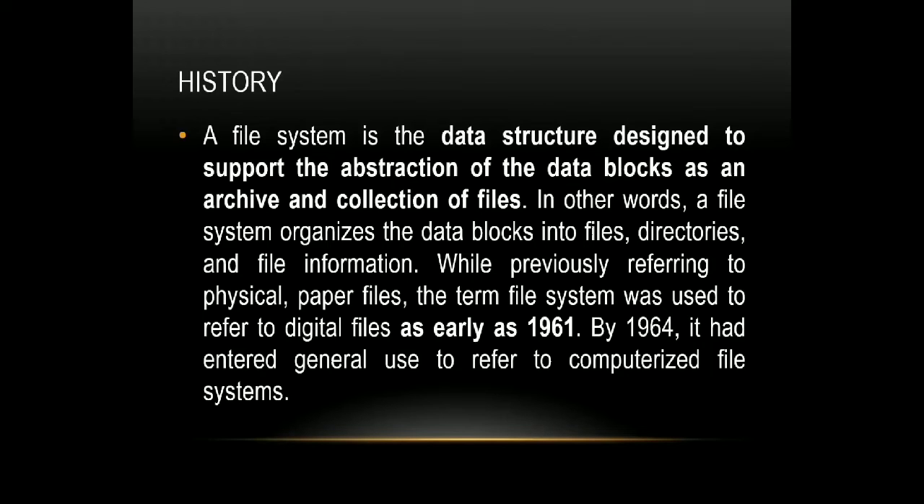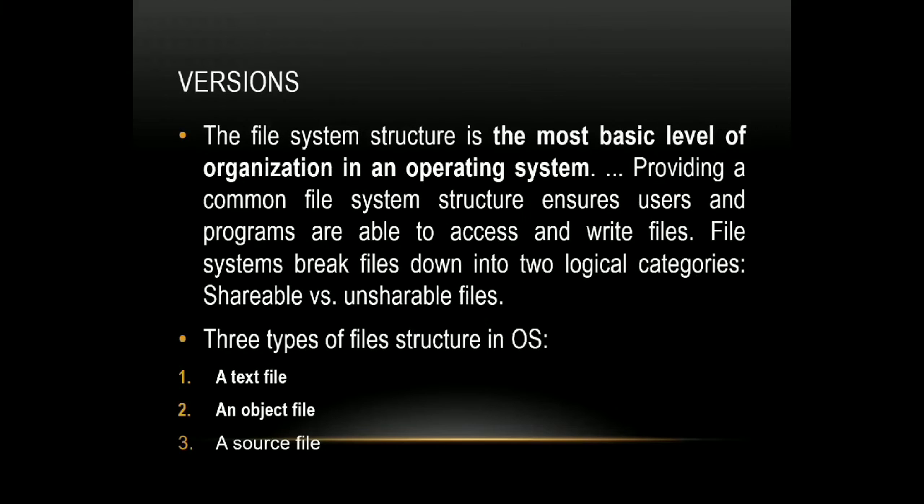In other words, a file system organizes the data blocks into files, directories, and file information. While previously referring to physical paper files, the term file system was used to refer to digital files as early as 1961. By 1964, it had entered general use to refer to the computerized file system version.